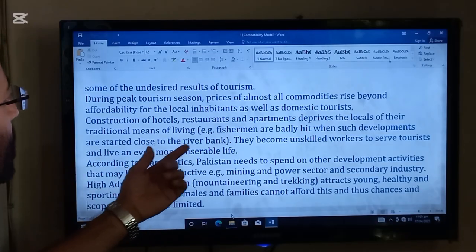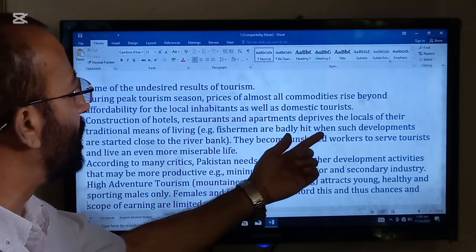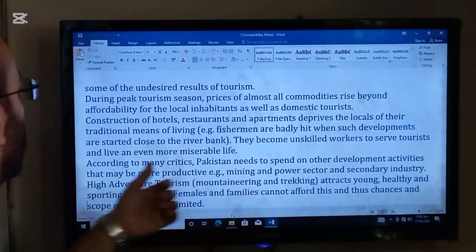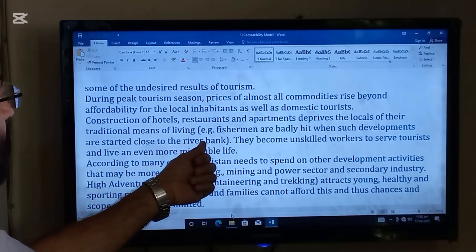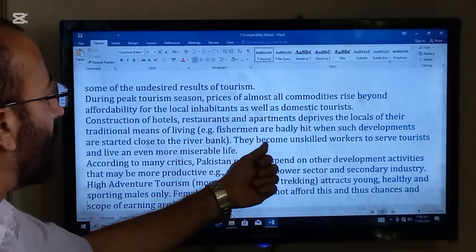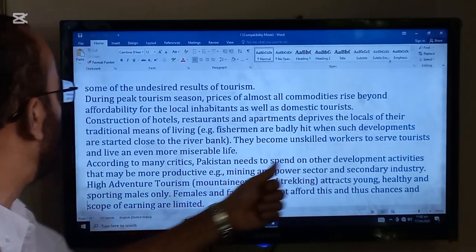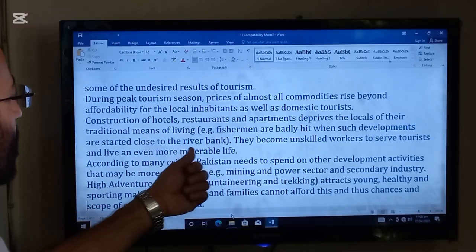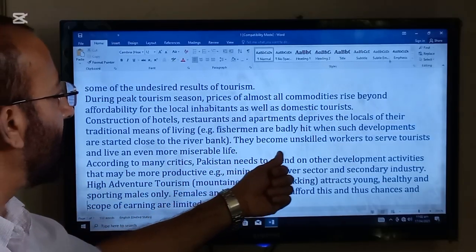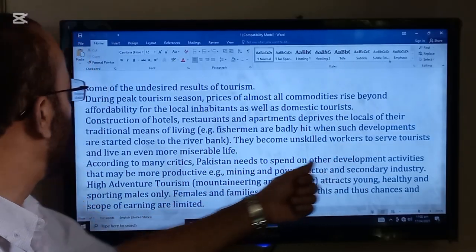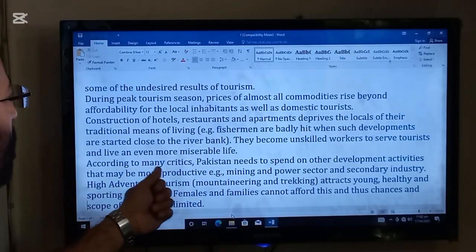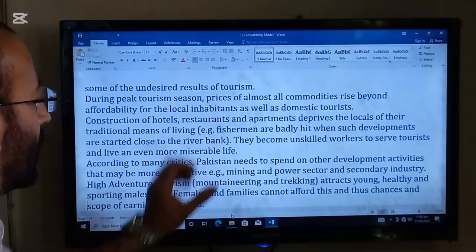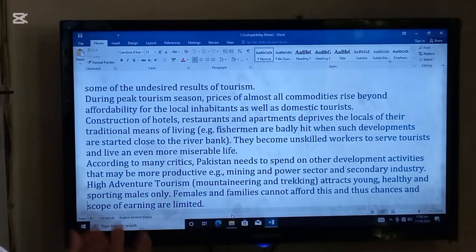Construction of hotels, restaurants, apartments deprives the locals of their traditional means of living. For example, fishermen are badly hit when such developments are started close to the river bank. They become unskilled workers to serve tourists and live an even more miserable life. So this is another disadvantage.